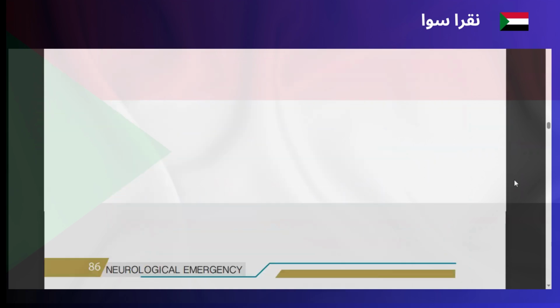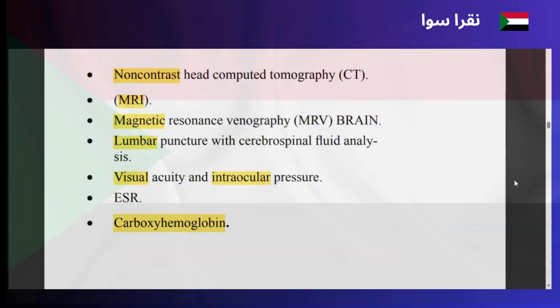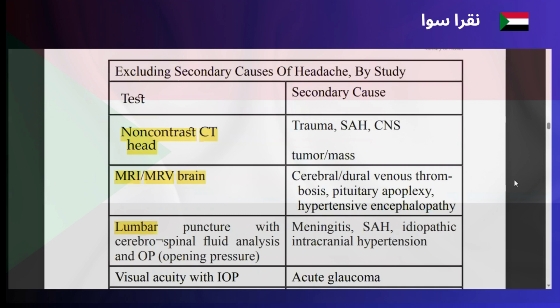Let's repeat the tests again. We have CT without contrast, MRI, MRV brain, lumbar puncture with CSF fluid, visual acuity with intraocular pressure test, ESR, and carboxyhemoglobin. Any test to exclude secondary cause for acute headache.